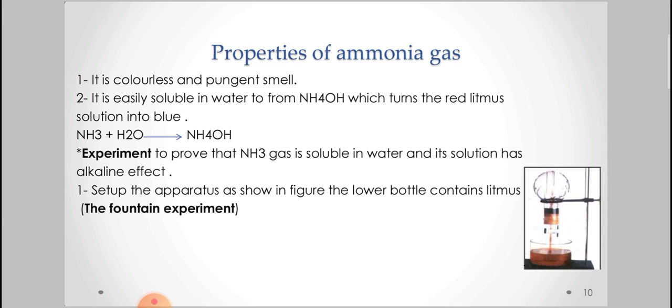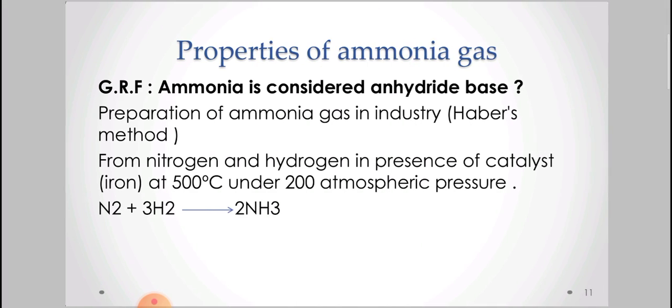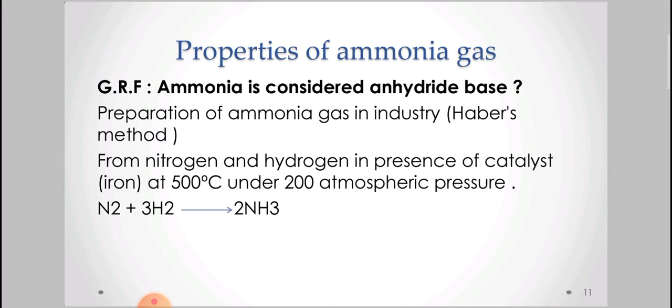Experiment to prove that NH3 gas is soluble in water and its solution has an alkaline effect. Set up the apparatus as shown in the figure. The lower bottle contains litmus paper and ammonium hydroxide, and it is heated to give ammonia gas, which turns the litmus paper blue. Ammonia is considered an anhydrous base.